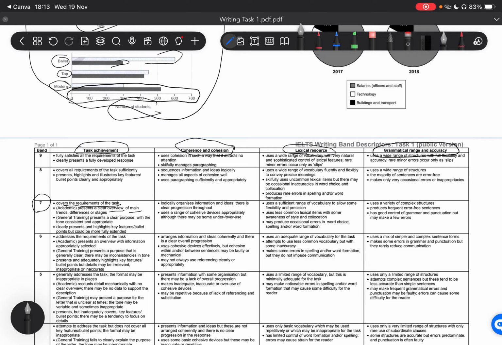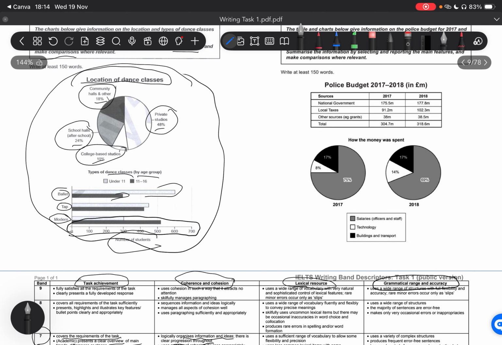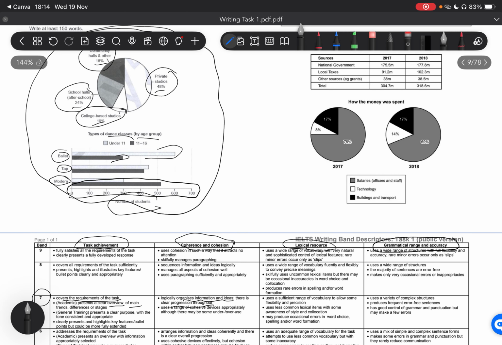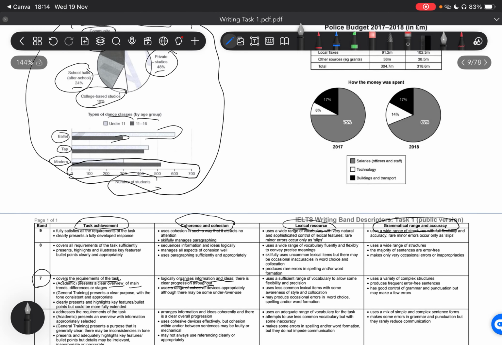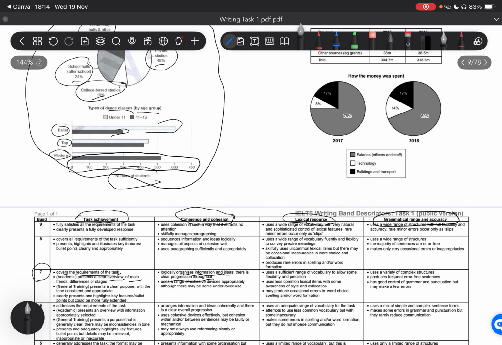So next, for coherence and cohesion, you have to logically organize information and ideas. There is clear progression throughout. So the way you organize your report is done in a way that a clear progression is seen throughout. And of course, you use a range of cohesive devices appropriately, although there may be some under or overuse. So, cohesive devices help us to connect ideas, sentences, paragraphs with each other.